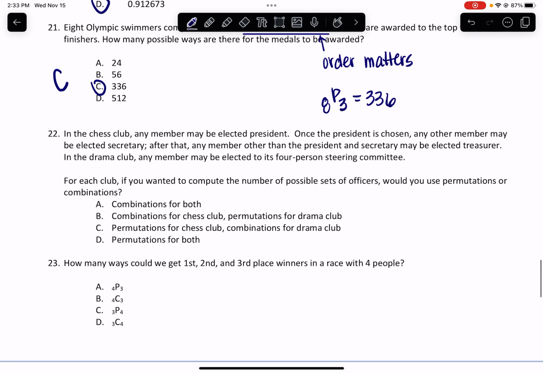Okay. A chess club member may be elected president. Once the president is chosen, then any other member may be elected secretary. And after president and secretary, then we get treasurer. In the drama club, any member can be selected to its 4-person steering committee. In the chess club, order matters, whereas in the drama club it does not. So the only one that it applies to is B. Combinations, because order doesn't matter in combinations.